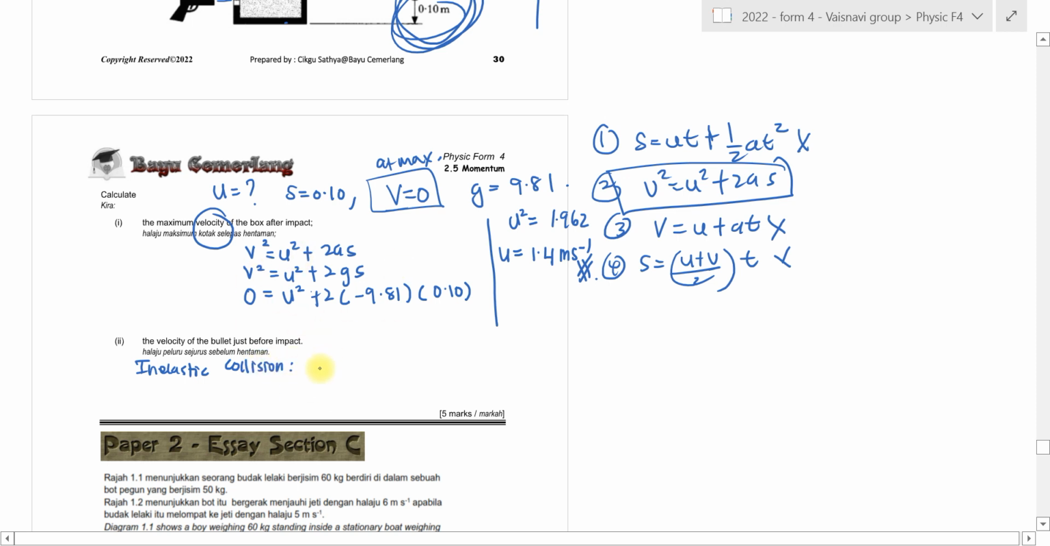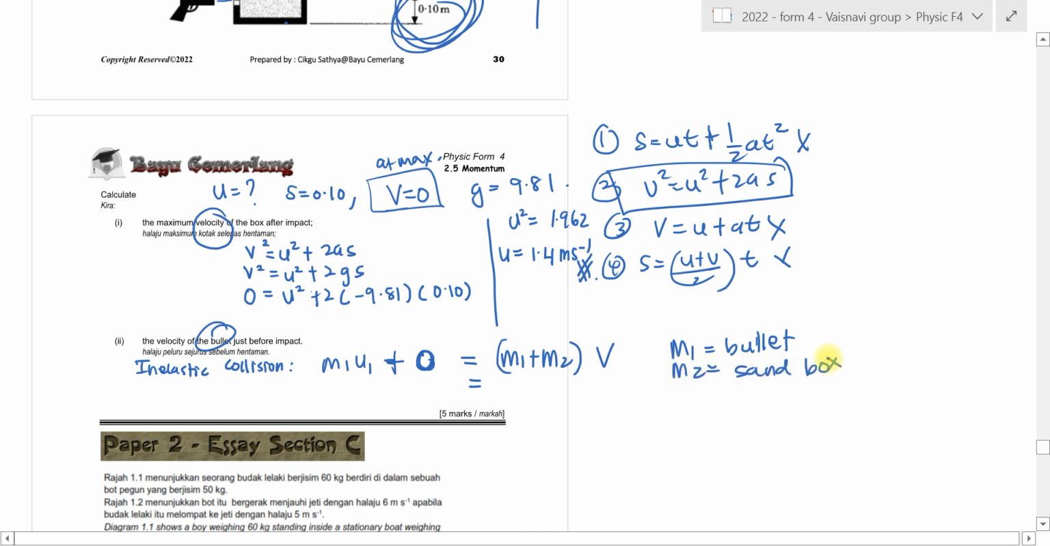Before the collision, M1 U1 plus 0 lah. Yang sandbox tu 0 because not moving anywhere. Equal to M1 plus M2 V. Okay. Jadi M1 tu apa dia? M1 tu bullet lah. Katakan bullet. Sebab kita nak velocity of the bullet. Yang M2 tu sandbox. Sand dengan box dua-dua sekali.